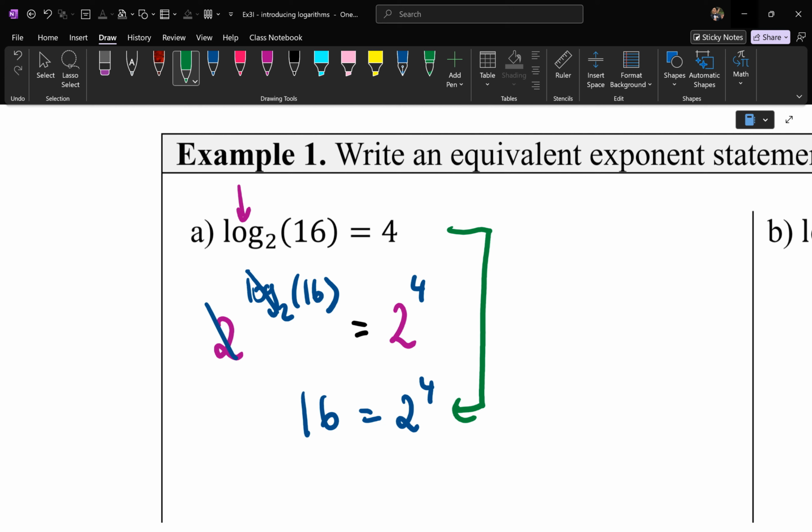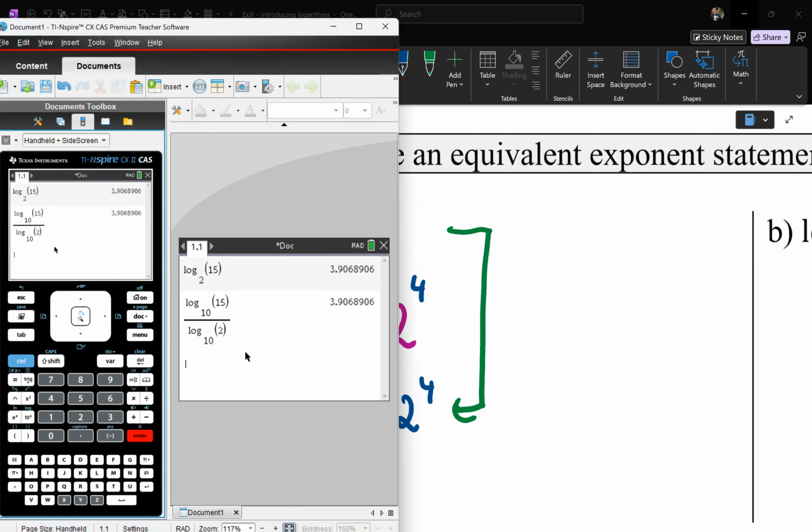You're saying 2 to the power of 4 equals 16. Okay, so 2 to the power of 4 gives you 16. That's the result. This is the power. Okay, that's what we're trying to do. So we're converting. I just balanced the equation. Now I can show you on the CAS how exponents and logs cancel out.